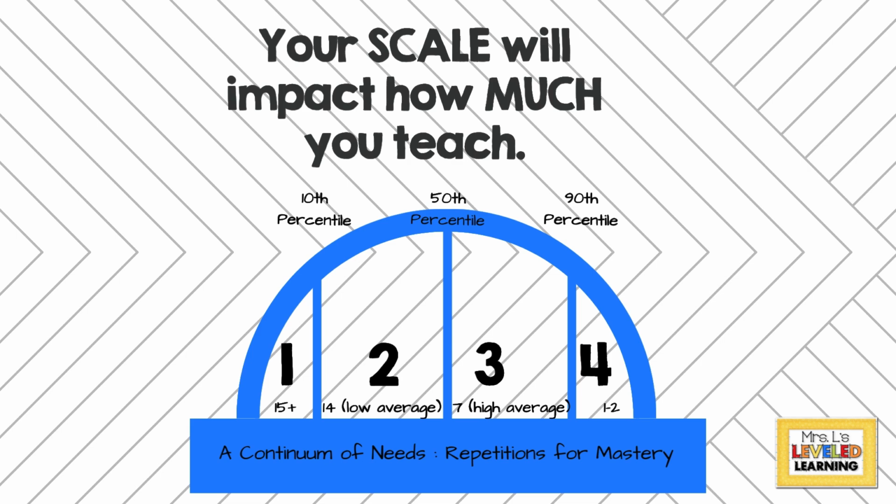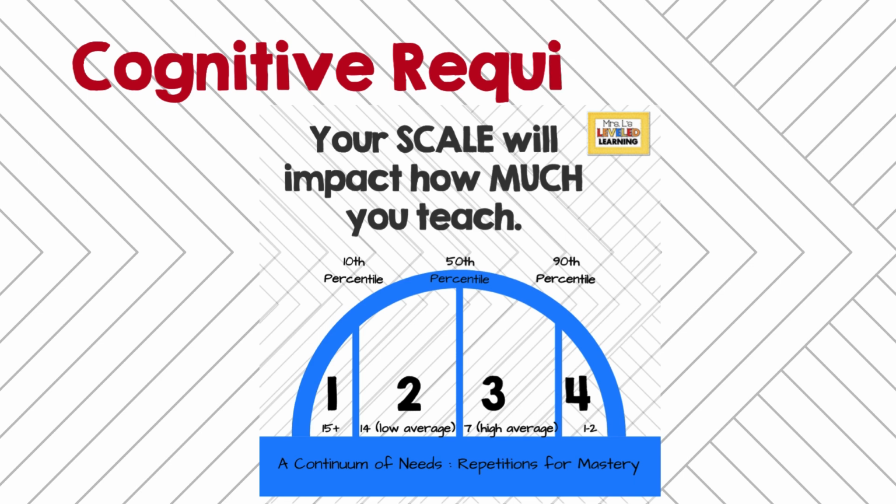The value of knowing where your students fall in terms of cognitive ability means that you can make more accurate decisions about how much instruction they need. You've probably heard the saying that repetition is the mother of all learning. Well, that is a scientific fact. The problem is that different children require different amounts of repetition.